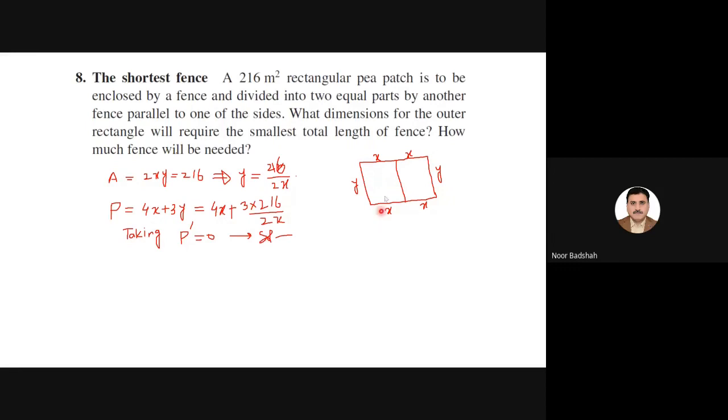Okay, so we have 2x length this one, 2x length this one, and this is y. The area is what? That is length into width. So that is 2x multiplied by y, which is given as 216. From here you simply find y is equal to 216 by 2x. And what about the perimeter now? Perimeter is what? x plus x plus x plus x, 4x, y plus y plus y is 3y, because we have 3 lengths now. So that is 4x plus 3y. Putting the value of y there, you get something like this, then differentiate, derivative equal to zero, and that will give the solution. The rest is easy, then it is simple maths. There is not much in it.